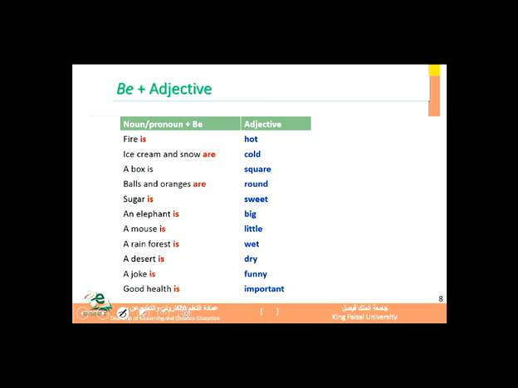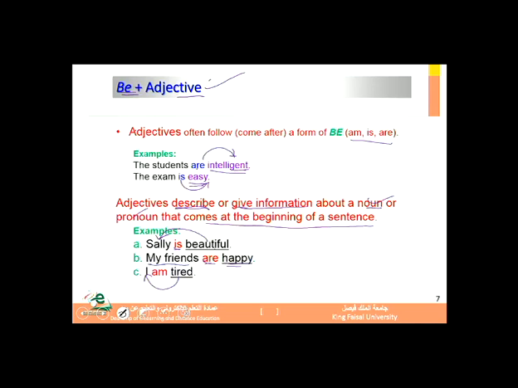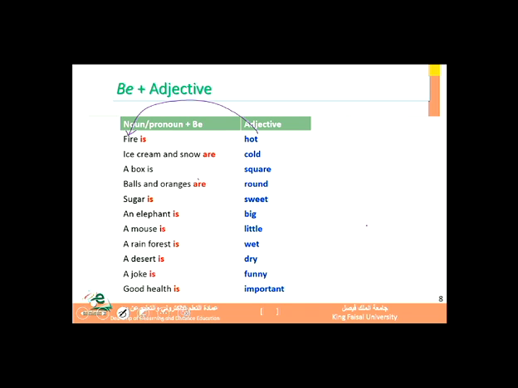This is an exercise that is in your book. We have already done the exercise. This is showing you the noun or the pronoun that we have, followed by one form of verb to be. Then there is the adjective. And we said the adjective describes, gives more information about the noun at the beginning of the sentence. So if you look at this example, fire is hot. So we know more information about fire because we have an adjective.